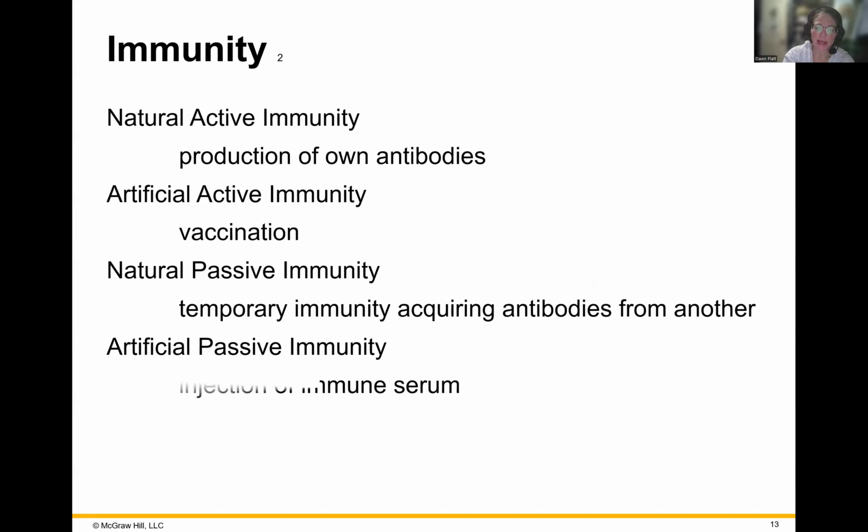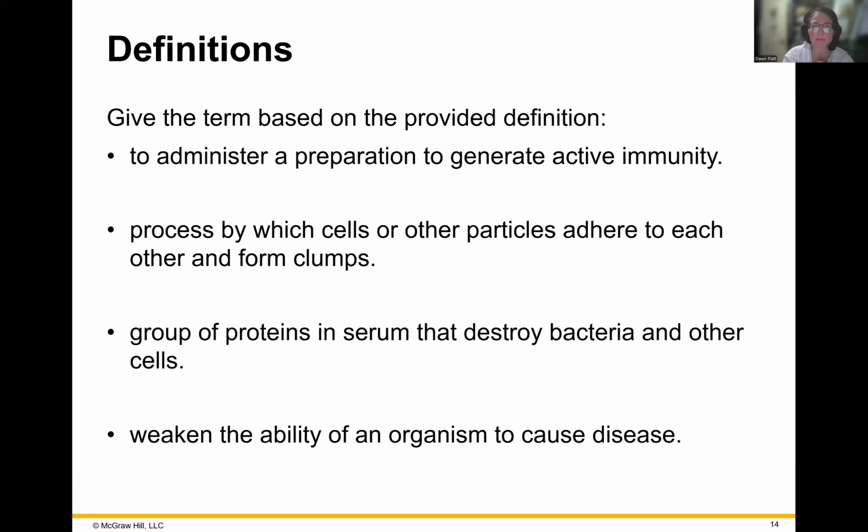And then artificial passive immunity, this is where you'd get injections or infusions of immunoglobulins, and there's different ones based on what it is that you need.